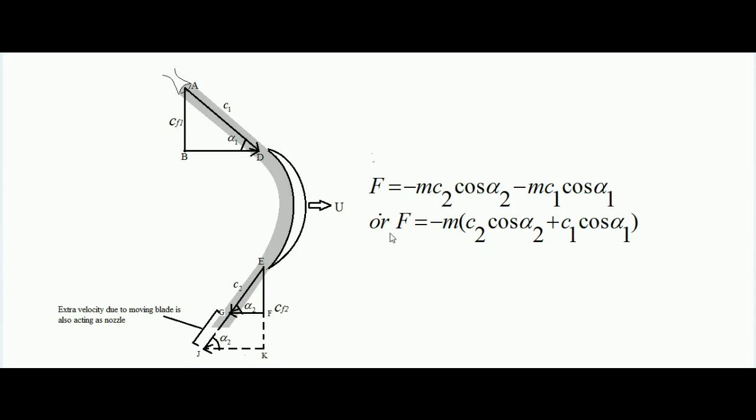So definitely the force developed is given by c2 cos alpha 2 plus c1 cos alpha 1, times m. The negative sign is there in case we are considering the direction. In case we are not considering direction, we can remove this negative also.